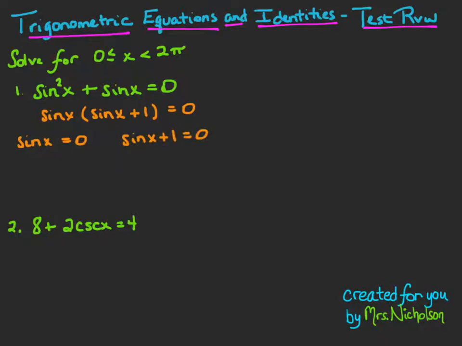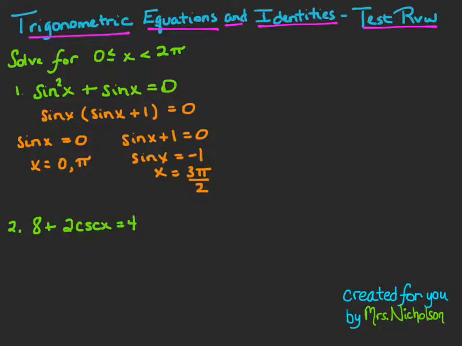If sine x is equal to 0, then that means that x is equal to 0 and pi. Those are the angles where the sine is 0. And over here for my other factor, sine x would be equal to -1, and that happens when x is equal to 3 pi over 2.